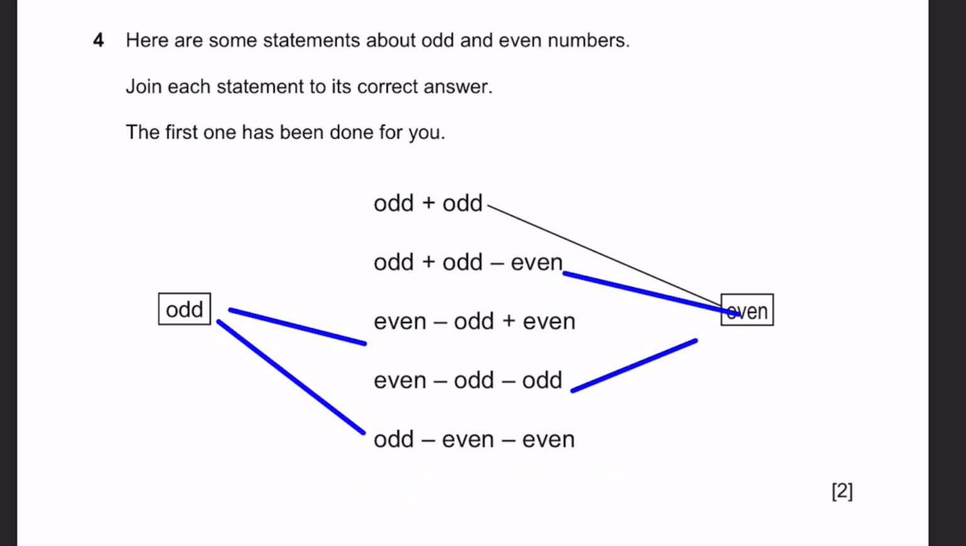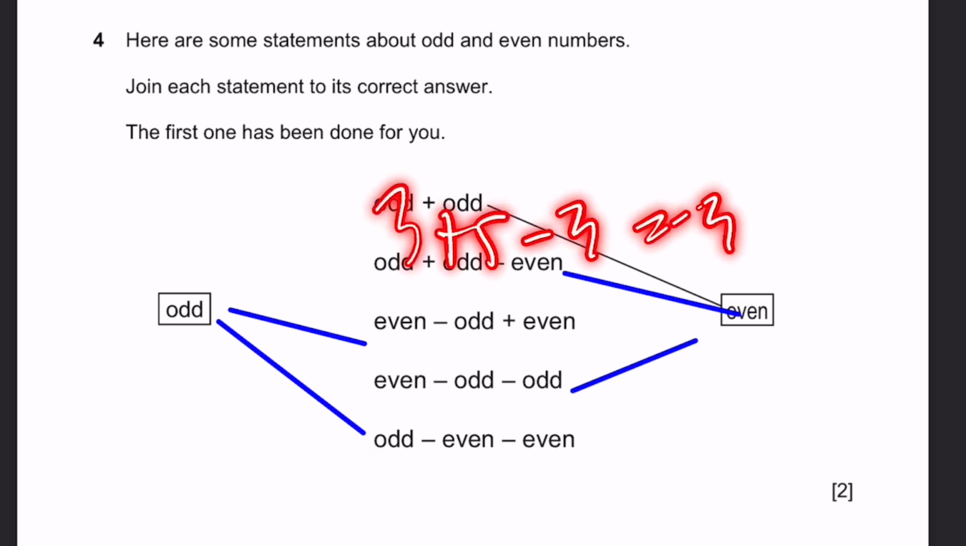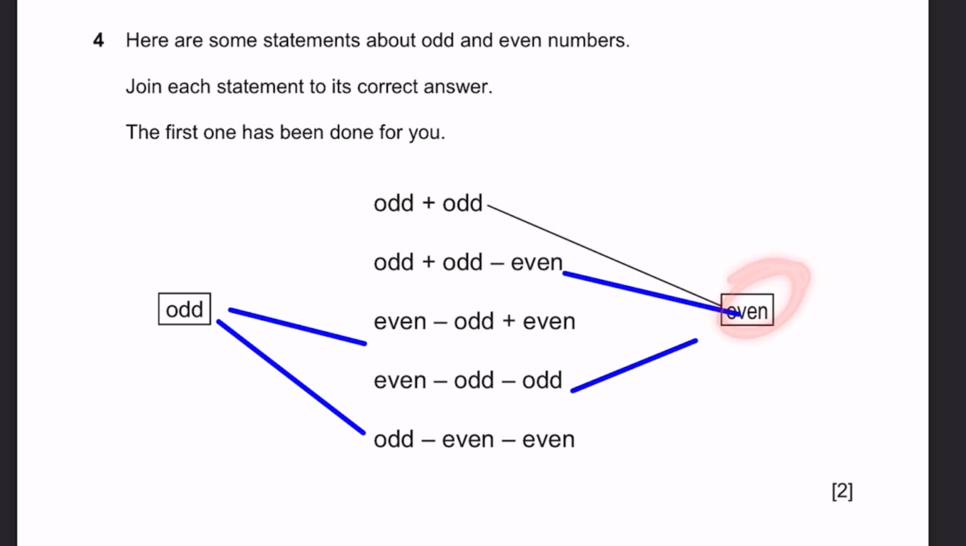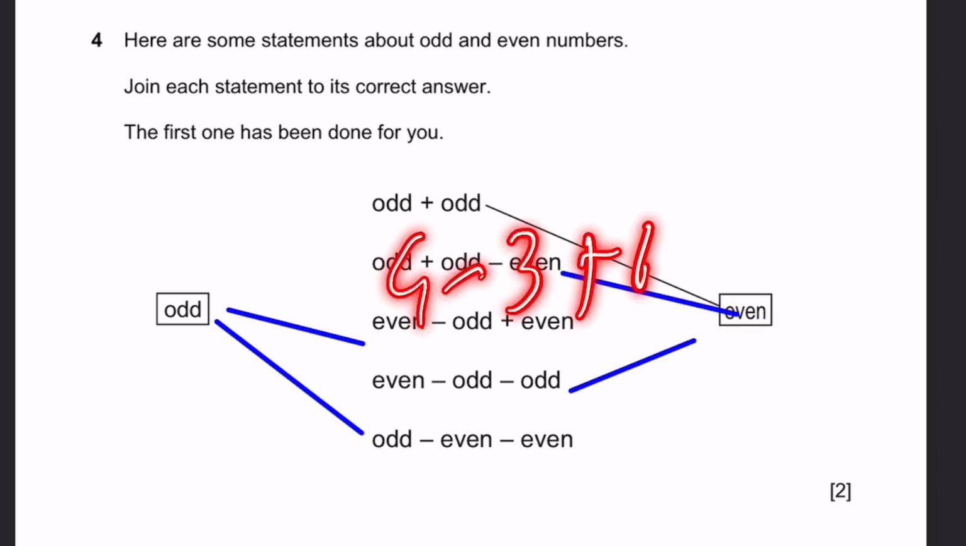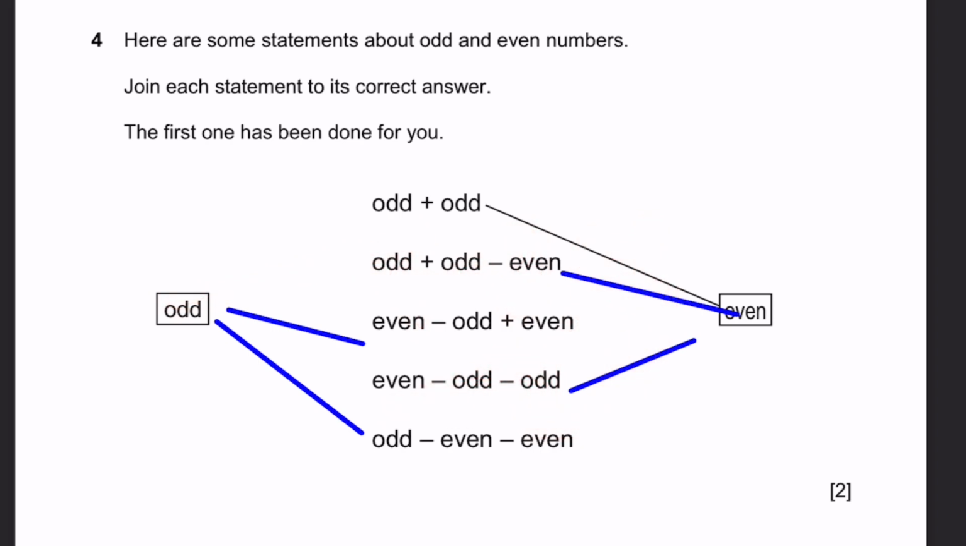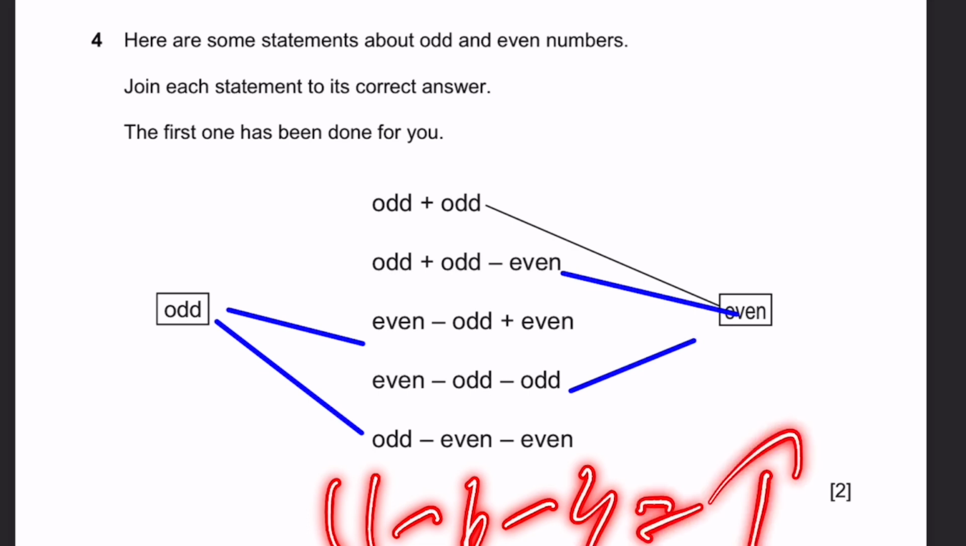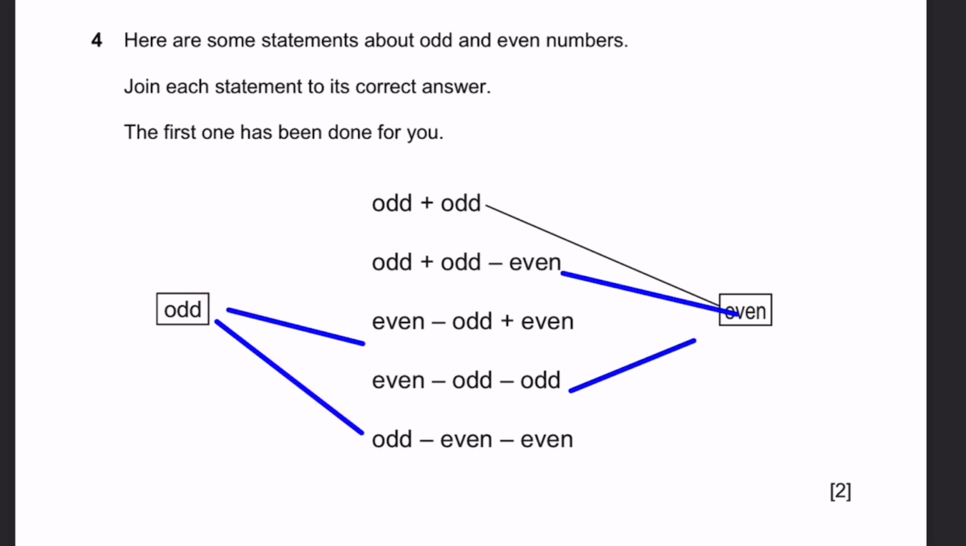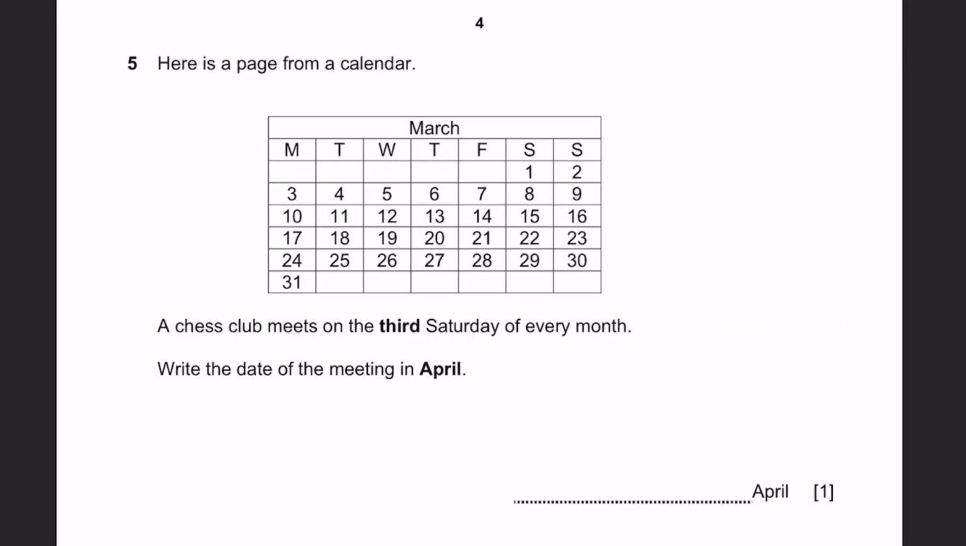So that's that. You can use examples. For example, this one, 3 plus 5 minus 4 is equal to 4, even. 4 minus 3 plus 6 is 7, an odd number. Even minus odd minus odd, we can do 10 minus 3 minus 3, that's 4, even. Odd minus even minus even, 11 minus 6 minus 4, that's 1, odd. That's the answer.